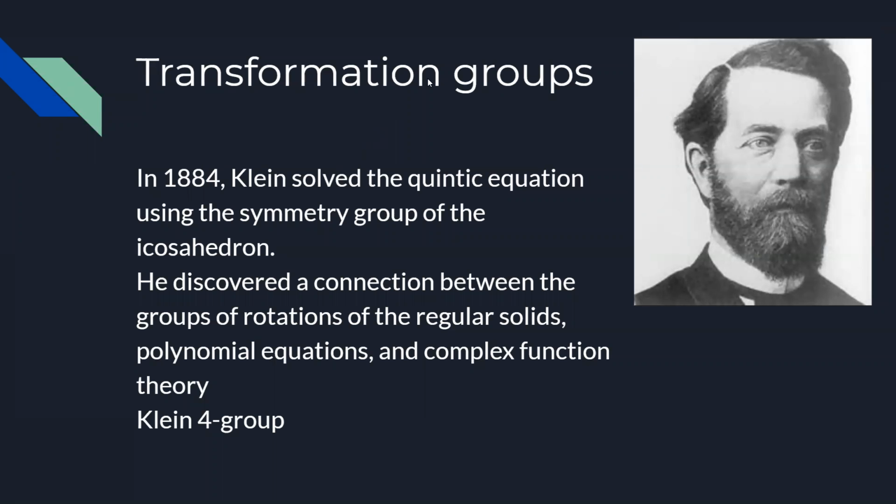Transformation groups. In 1884, Klein finally solved the quintic equation using symmetry groups of the icosahedron. He discovered a connection between the groups of rotations of the regular solids, polynomial equations, and complex function theory. And he's also the creator of the Klein-4 group, which we study very often.